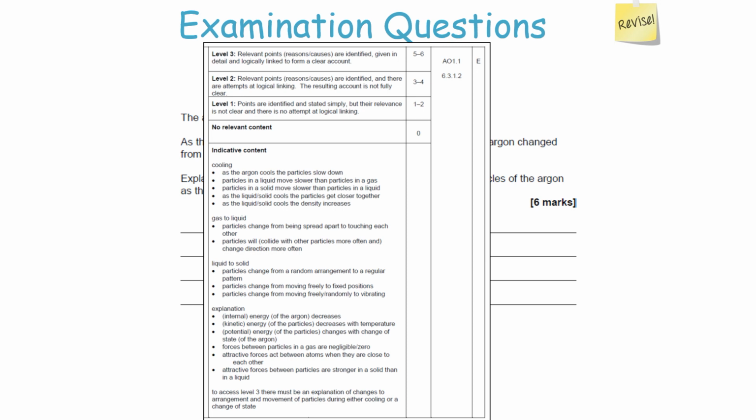Well, what do we know when it's cooling down? The temperature links to how fast the particles are moving. So as it's cooling down, the particles move slower. That means in a liquid, the particles move slower than if it was a gas, and if it was solid, they'd be moving a lot slower than if they were a liquid or a gas. As they cool down, they get closer together because they're not moving as much.